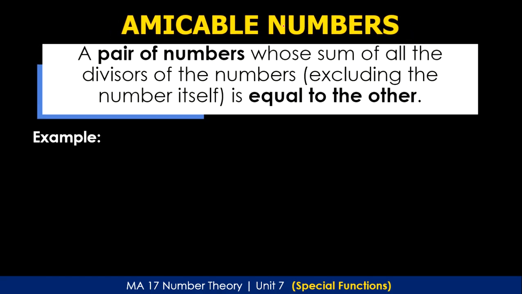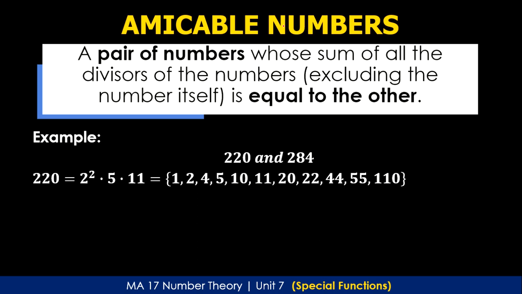So let's have an example, an illustration. Let's say we have here 220 and 284. Let's identify if 220 and 284 are amicable numbers. Let's try to identify again the positive divisors of 220. We can express that in prime factorization, or in its canonical form, 2 raised to 2 times 5 times 11. And the positive divisors are 1, 2, 4, 5, 10, 11, 20, 22, 44, 55, and 110.